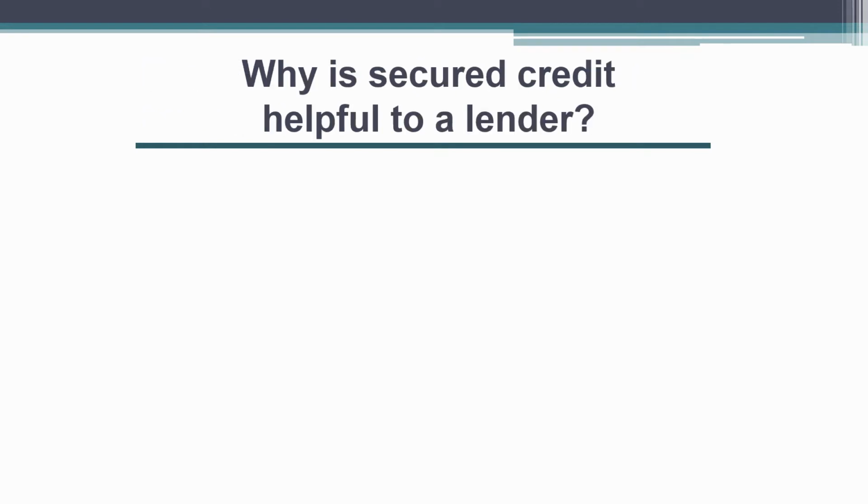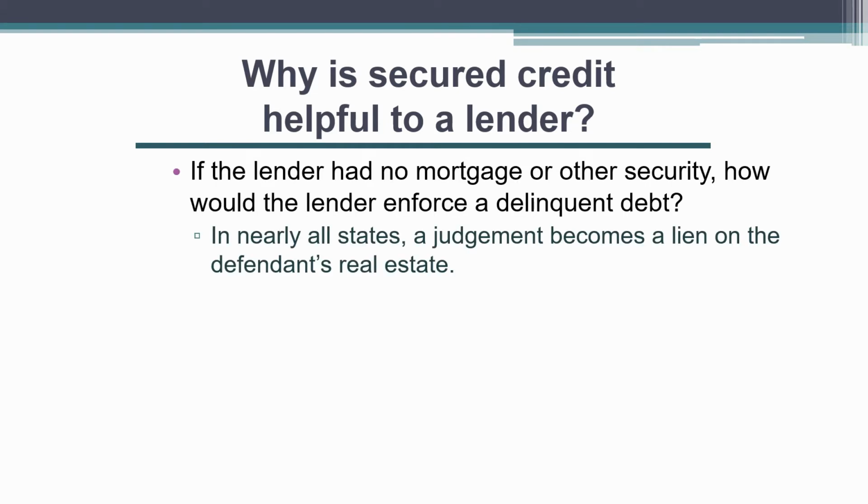So why is it so helpful to lenders to have secured credit in the form of a mortgage on real estate when they make a loan? If the lender didn't have any mortgage or other security, how would the lender enforce the delinquent debt? Well, the answer is the lender would bring a suit on the promissory note and get a judgment. And in virtually all states, a judgment becomes a lien on the defendant's real estate.